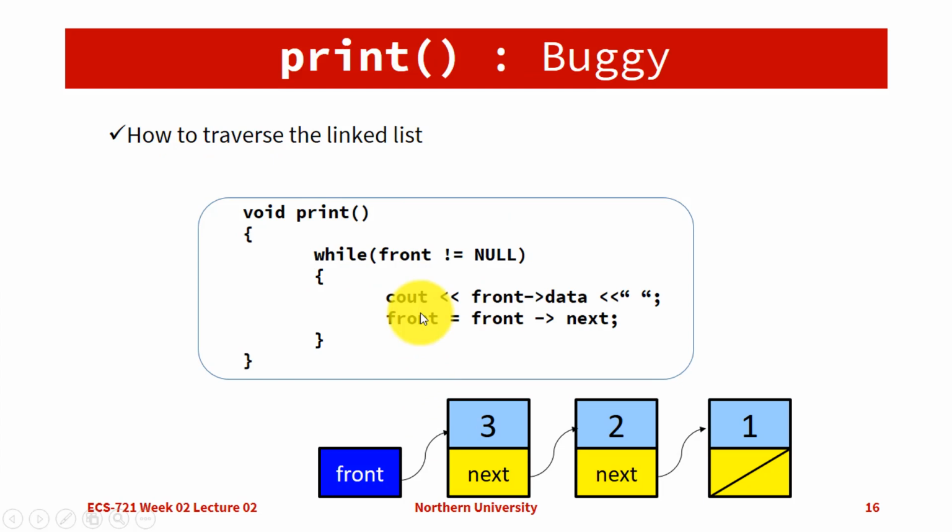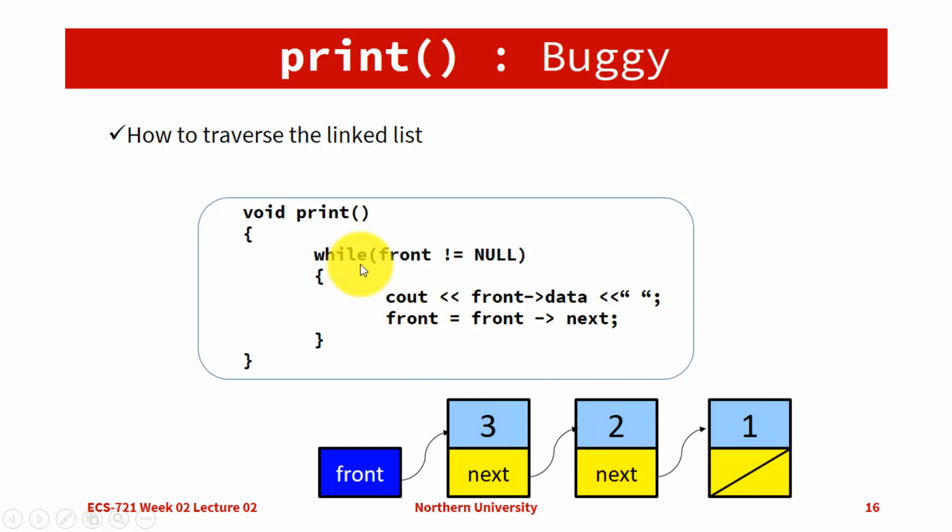Now let's talk about the print method or member function, which is going to traverse the linked list, starting from the first node in the list till the last node in the list. I have created this function called print, and I've put the word buggy here. That means it contains a bug. When you call this particular function on the object of the linked list class, it's going to print the values for the first time, but for the second time it will not. But first let's see what this particular member function does.